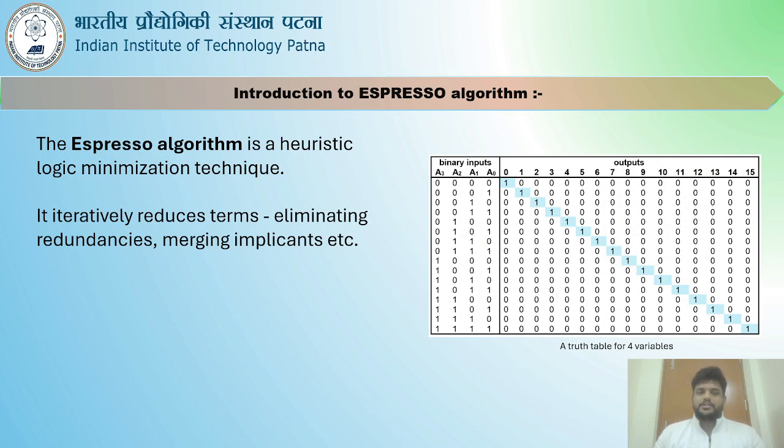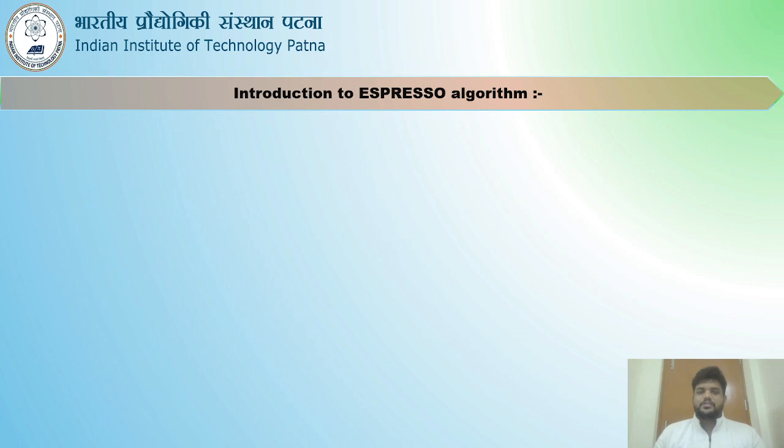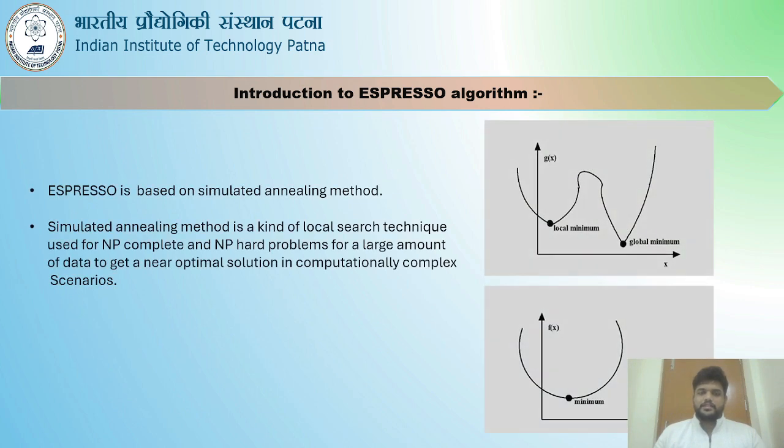It is a minimizer heuristic technique, and it reduces the number of terms. That means it eliminates all the redundant terms from the logic and merges the implicants. So here's more about it. Espresso Logic Minimizer is a simulated annealing method, or you can say it is based on one.